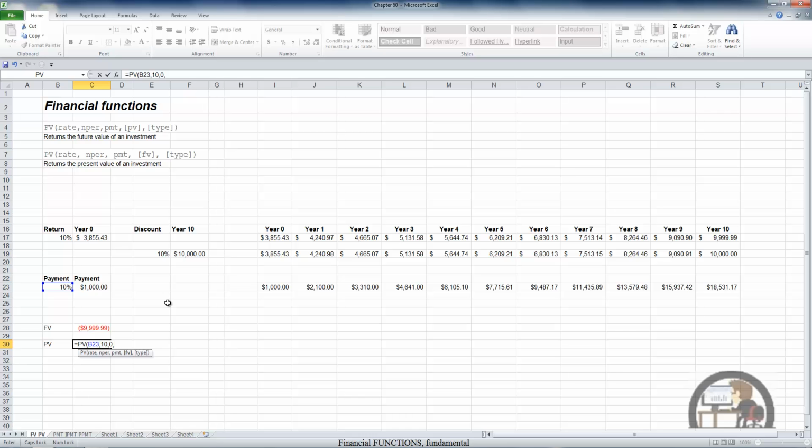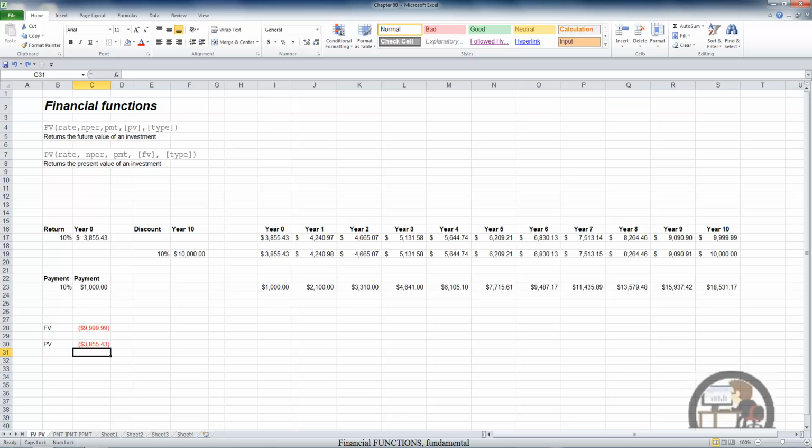comma. And where with the future value function we define the present value, in the present value function we're defining the future value because we want the present value function to tell us what the present value is. The future value is, of course, $10,000, comma, and once again, since we don't have a payment, we don't have a payment type. Backspace and enter, and we get our $3,855.43.